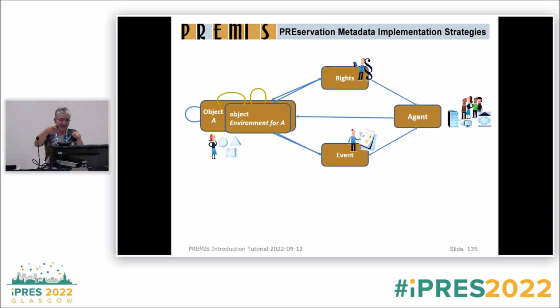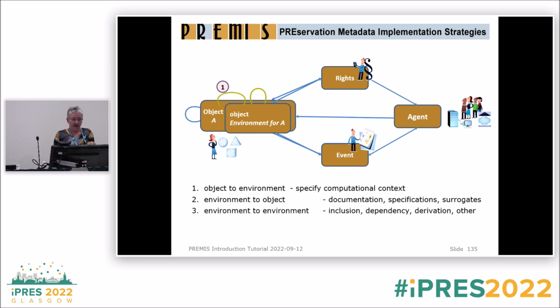An environment can point to an object, and vice versa. For instance, we see this first arrow, that's object to environment, specifying a computational context. So this object should be shown using this environment.